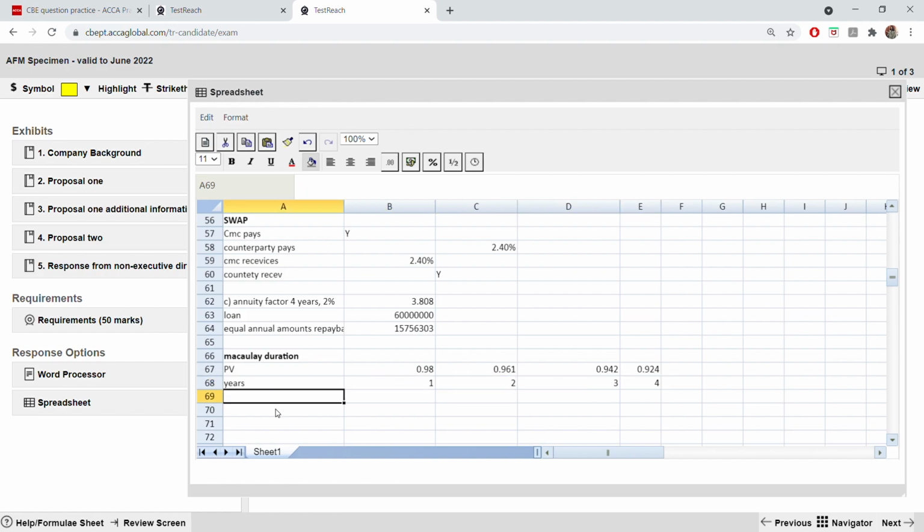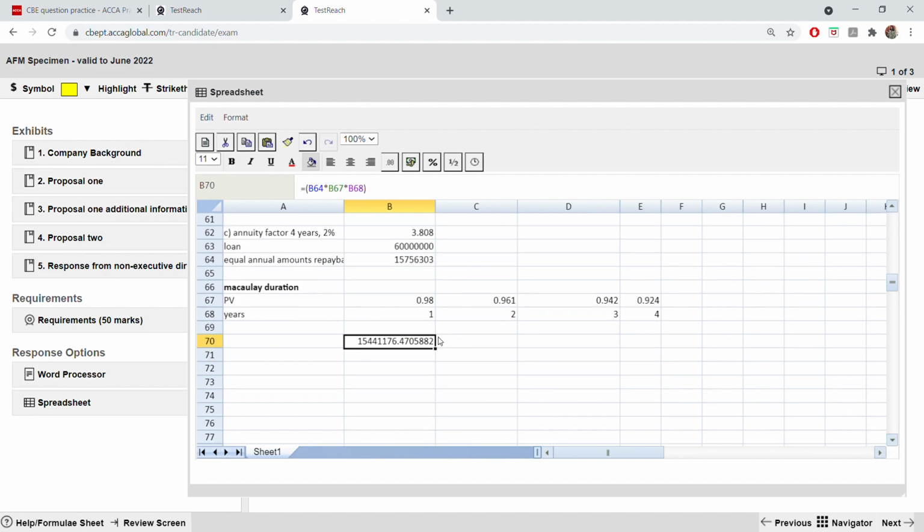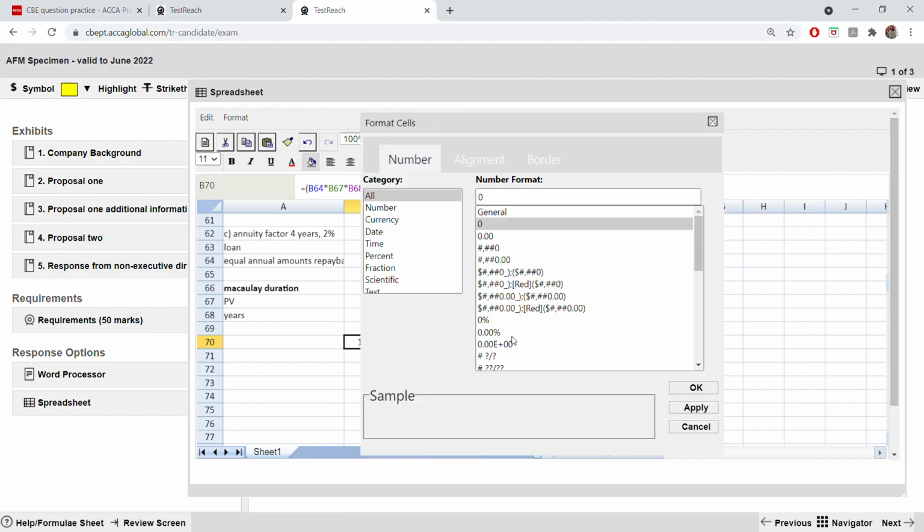Now use the formula. Okay. Multiply this by this, multiply by this. Make sure you format the cells to all up.